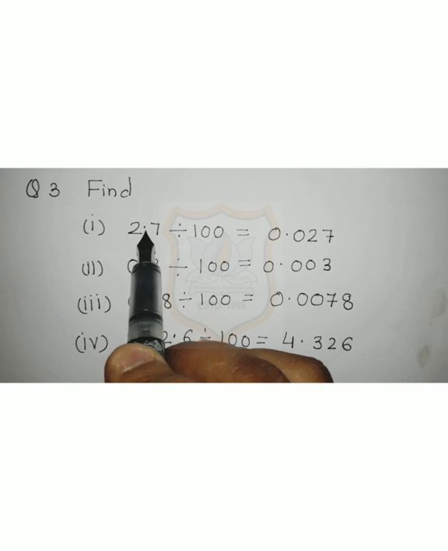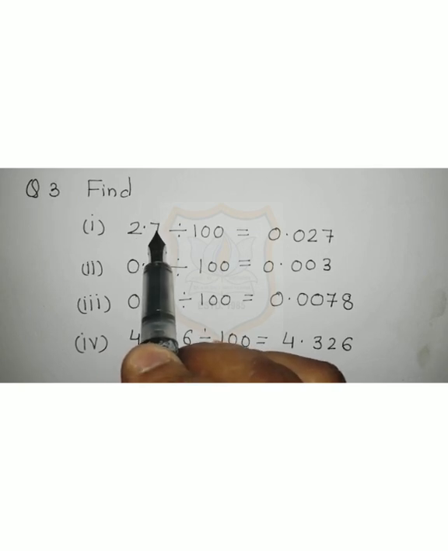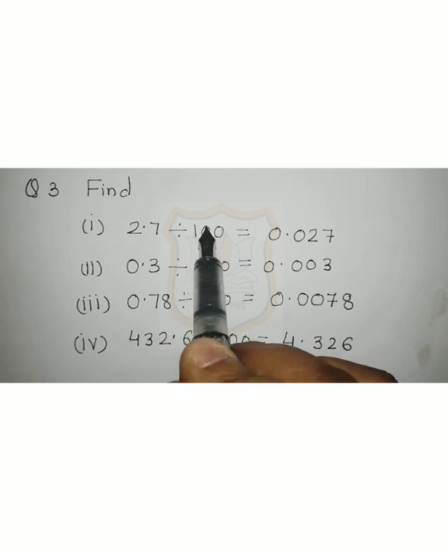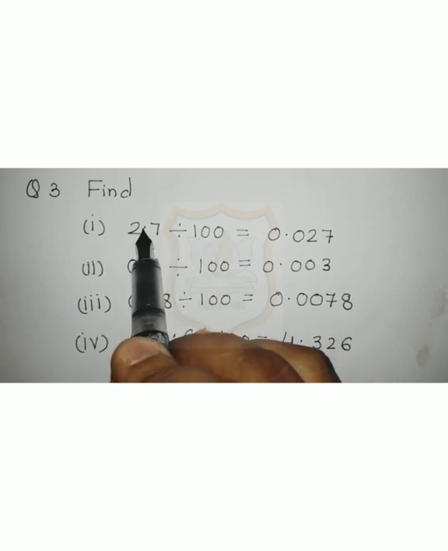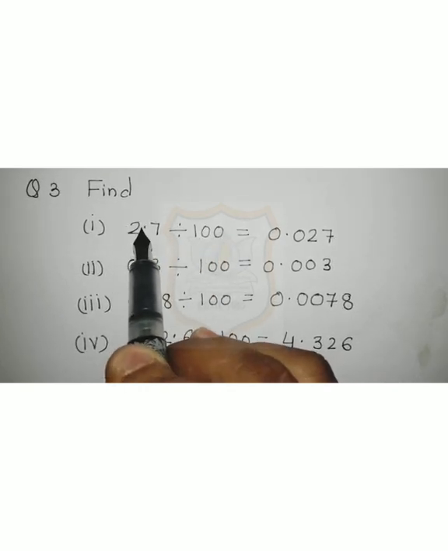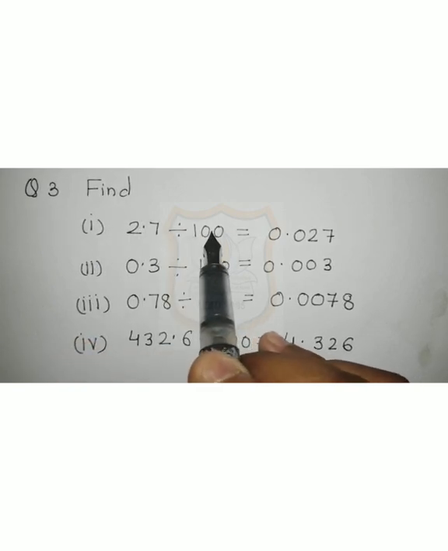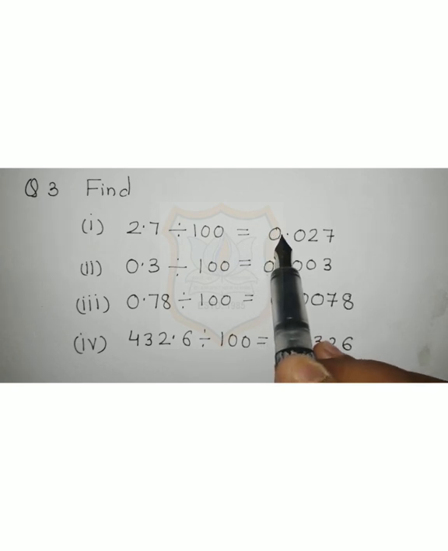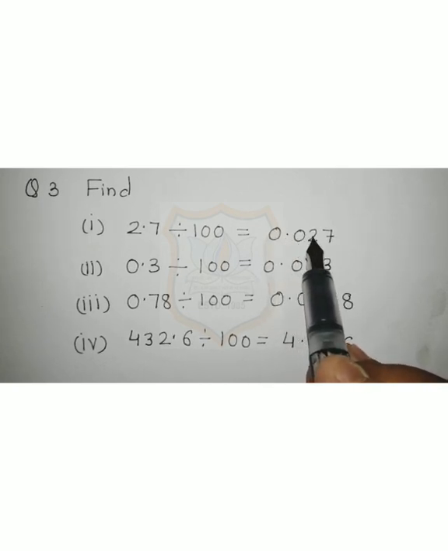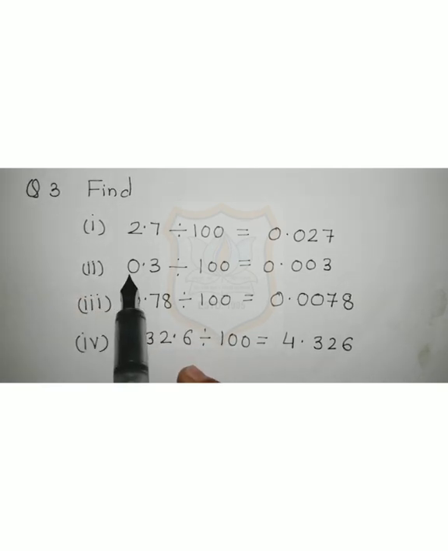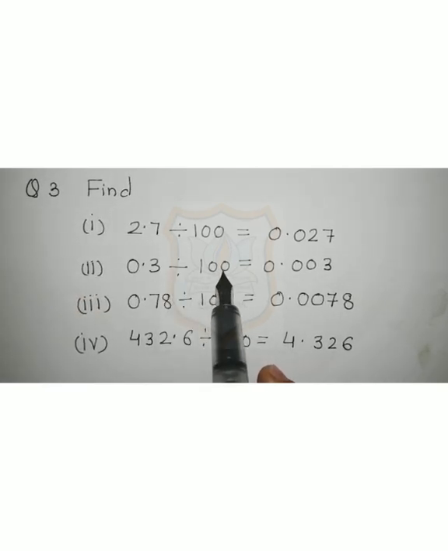Students, in 2.7, the decimal is after 1 digit, that is after 7. And in 100 there are 2 zeros. So this decimal will move 2 digits towards the left, because in 100 there are 2 zeros. So our answer will be 0.027.